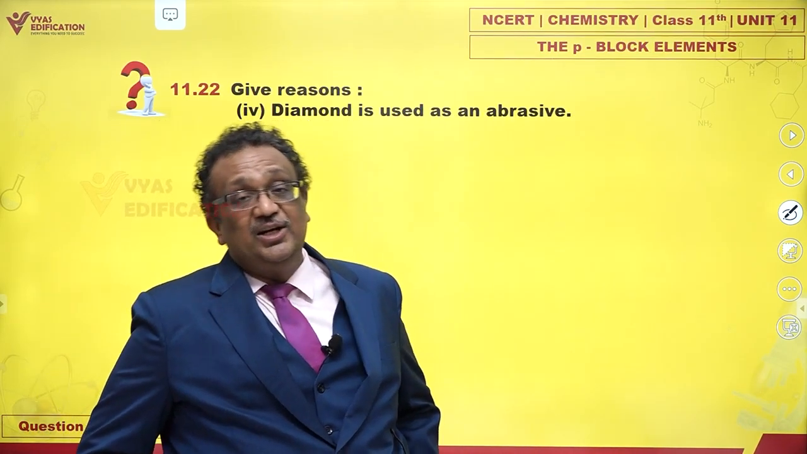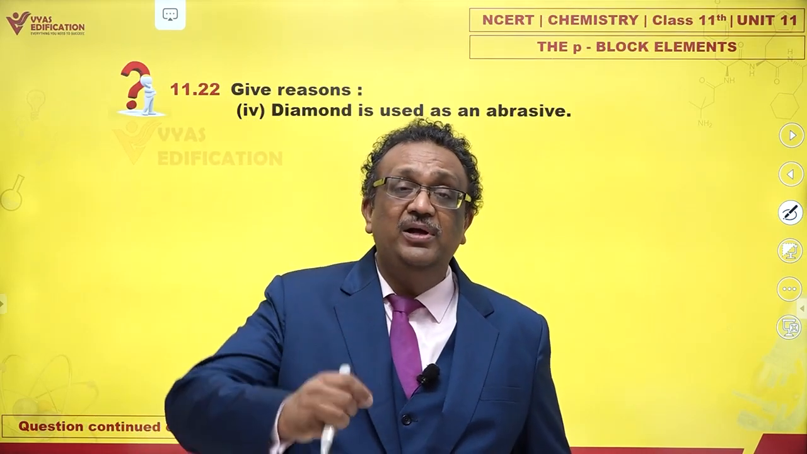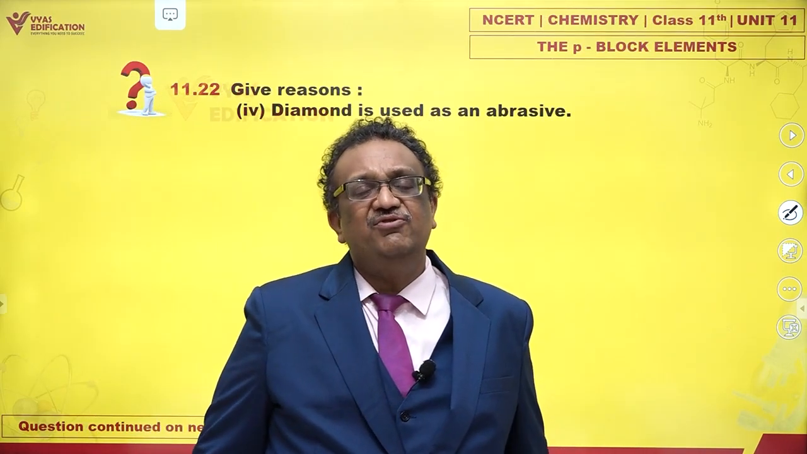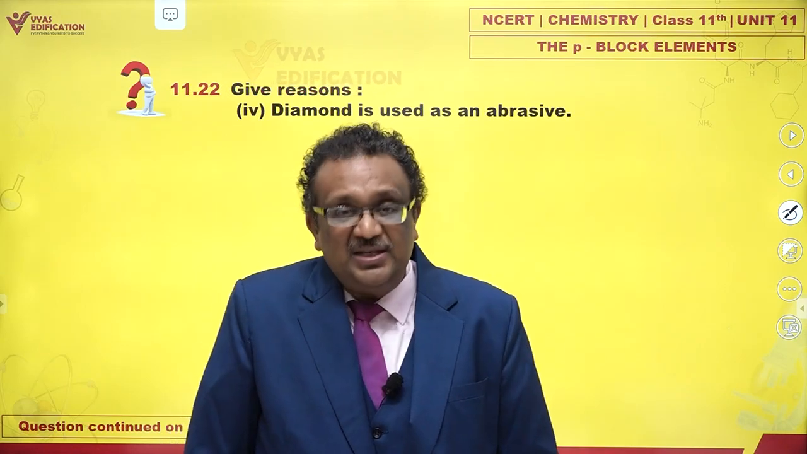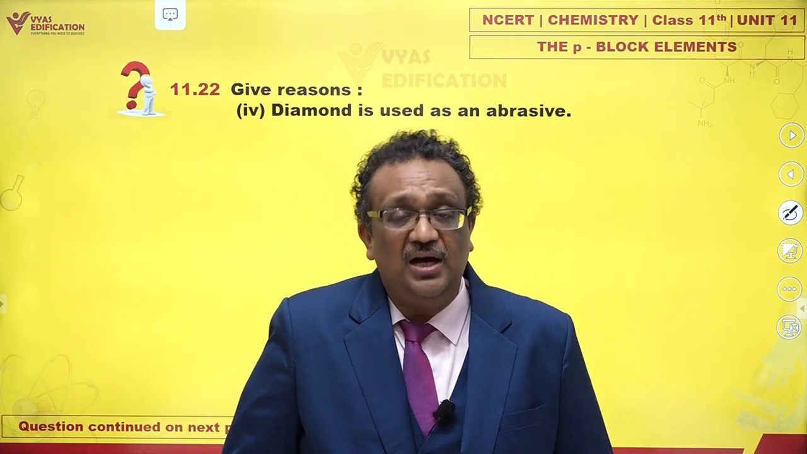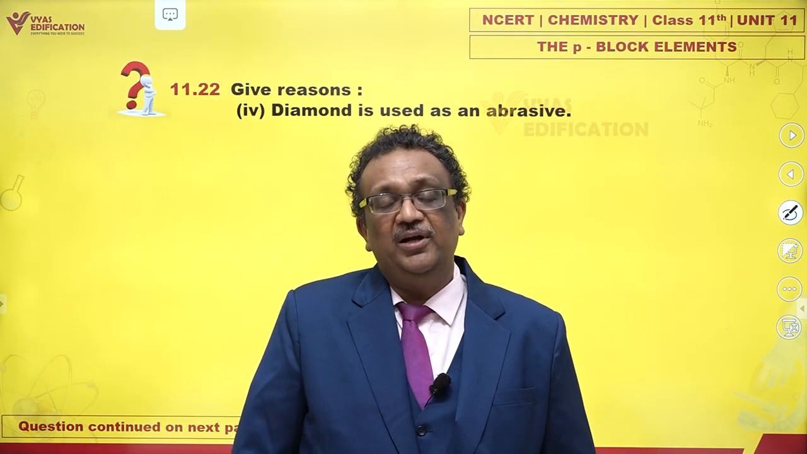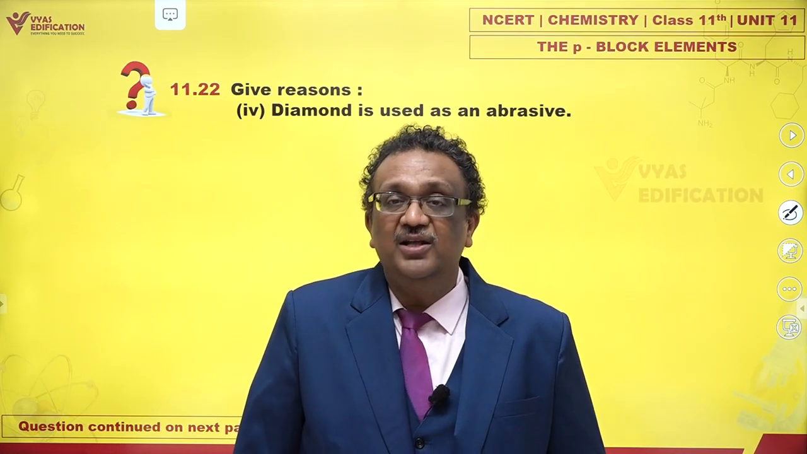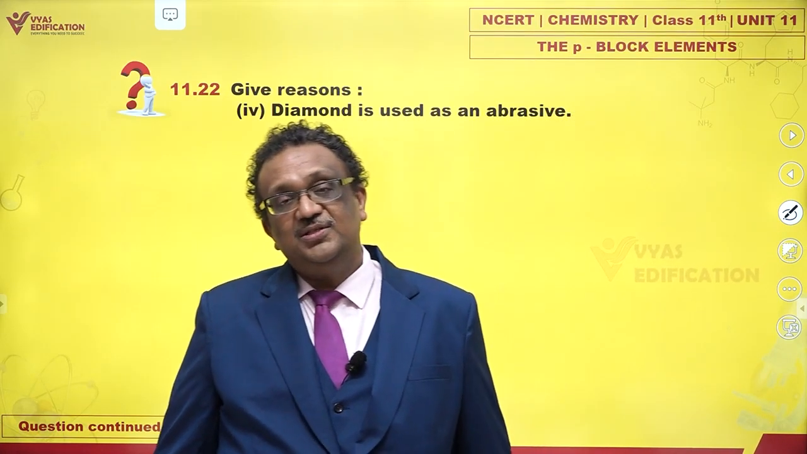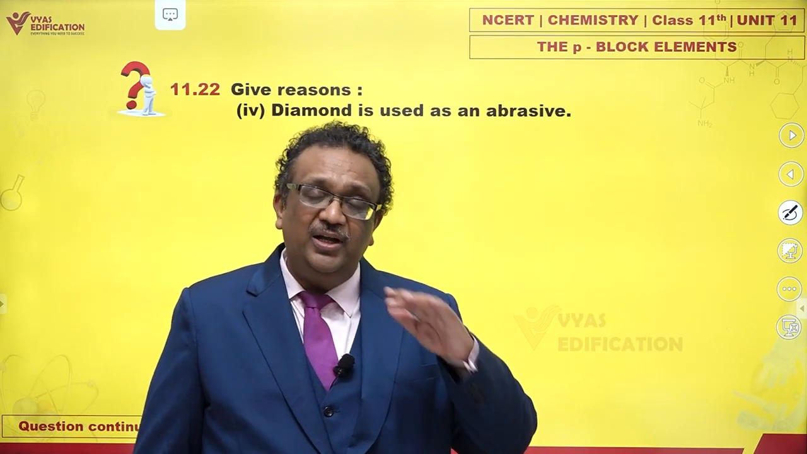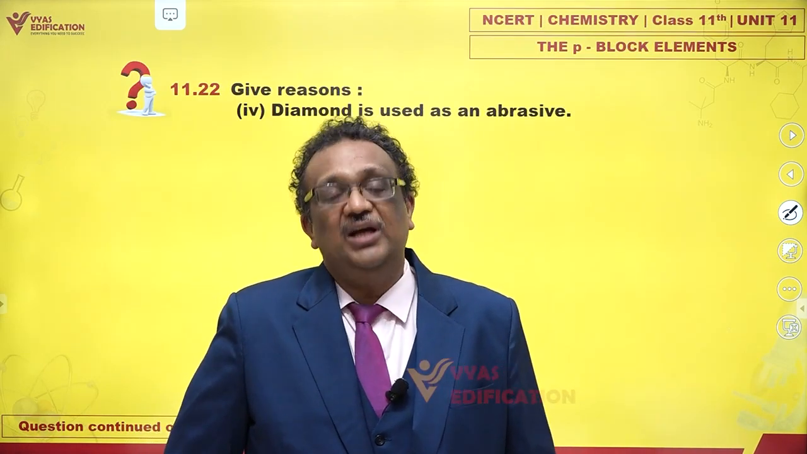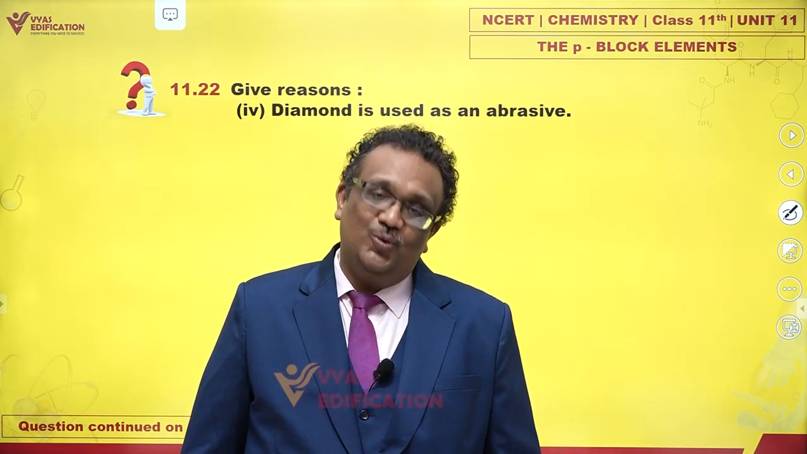But yes, why is it used as an abrasive? Because diamond is the hardest known substance which is popular. There are scientists who claim that they have got substances harder than diamond, but they are very unpopular. Diamond is the most popular, hardest substance known to humans. And that is why it is used for cutting and polishing other things which otherwise are considered hard, like stone.